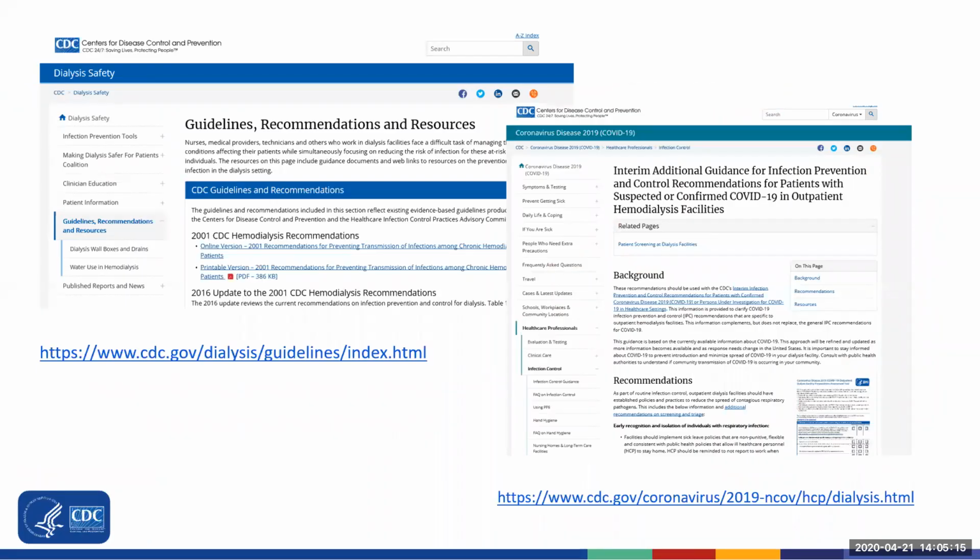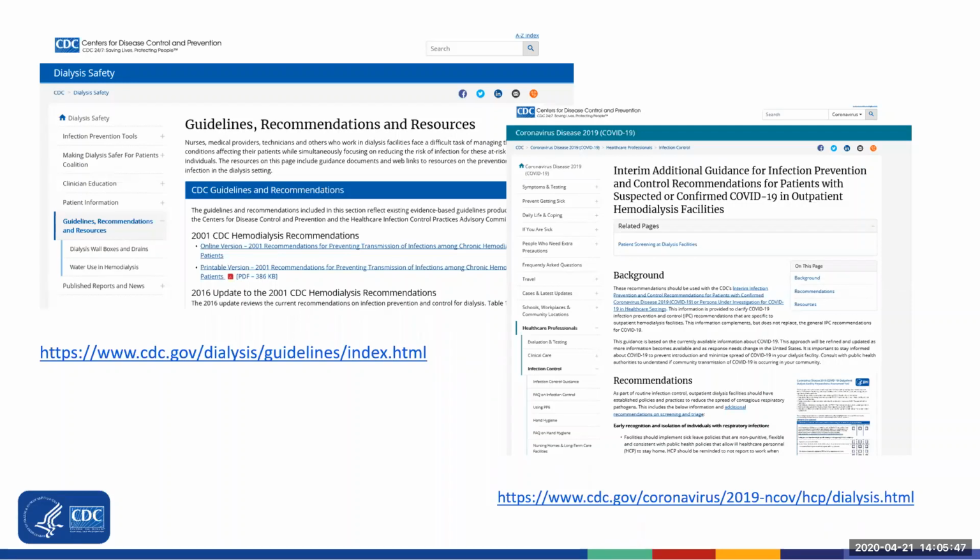Evidence-based practices and existing CDC guidance for preventing infections in the dialysis setting, as well as observations of clinical practices, are the foundations for this toolkit. Coronavirus disease 2019, COVID-19, recommendations are summarized in the interim additional guidance for infection prevention and control recommendations for patients with suspected or confirmed COVID-19 in outpatient hemodialysis facilities.